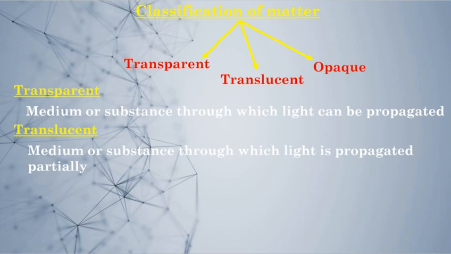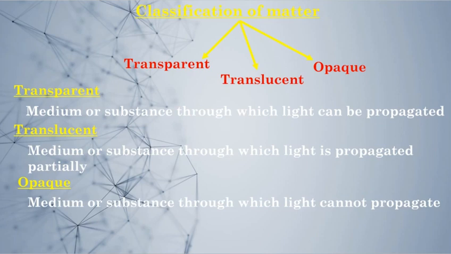Coming to opaque substances, the substances which do not allow the light to pass through them, we call them the opaque substances. Opaque substances are just like your table, your wall, books, whatever it may be, which do not make the light pass through them. We call them opaque substances.